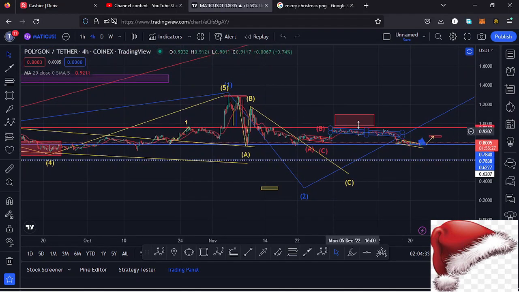But the most likely one is that we have these as the massive wave A, then we have seen a wave B making its peak at around the $0.94 mark, and right now we're in that impulsive movement to the lower side in the formation of that wave C.